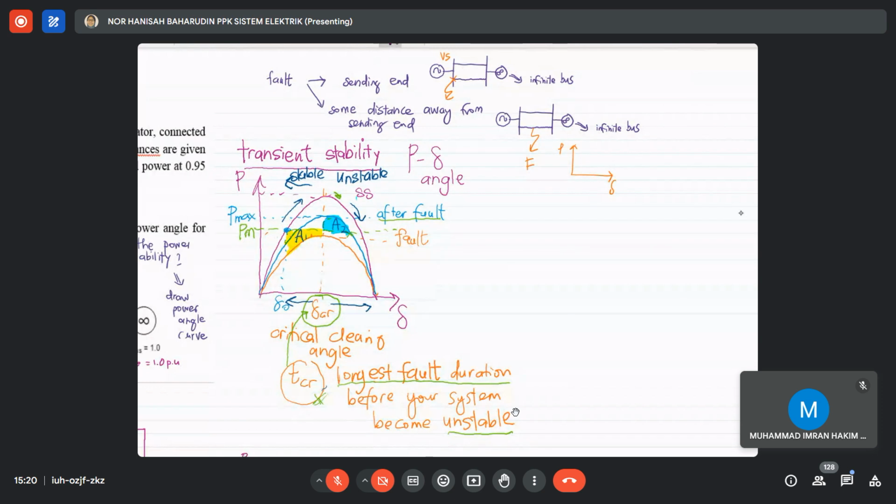Pre-fault is the highest power that you can transmit to the infinity bus. Then during fault you are going to have the lowest power transmitted to the infinity bus. And you have the post-fault condition, where your power has increased, but since you have only one transmission line, the power transmitted to the load is restricted.